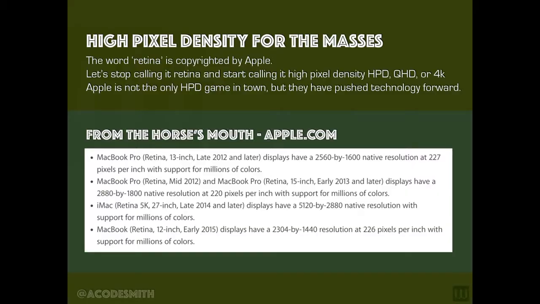But if we go to Apple's website, this is exactly what they say. In 2012, they came out with 227 pixels per inch. And then in 2015, they came out with 226. I don't know what happened to that last pixel, but they lost it over the years. But that just shows you that they've been in this technology game for a while, right? Since 2012, they've been giving us this product, and the technology is just now starting to catch up.